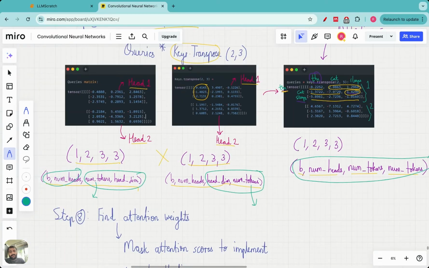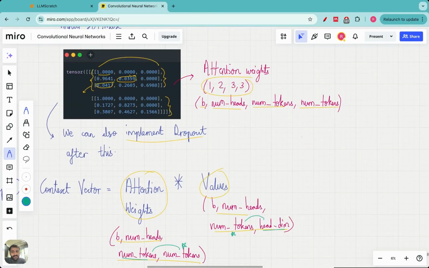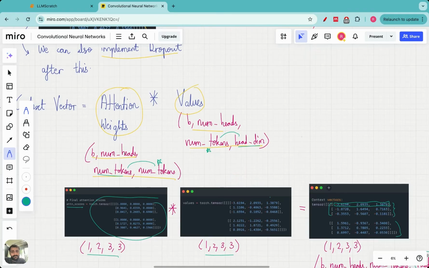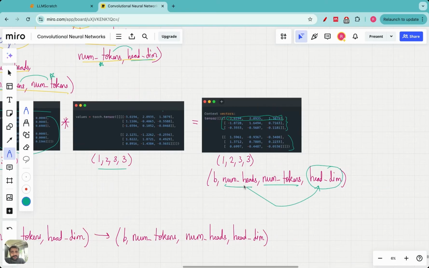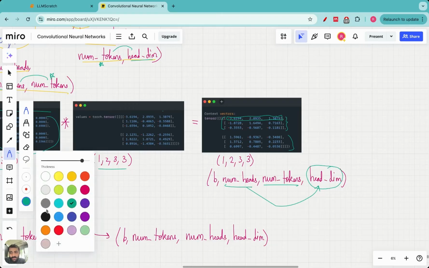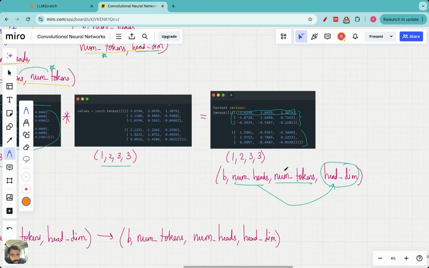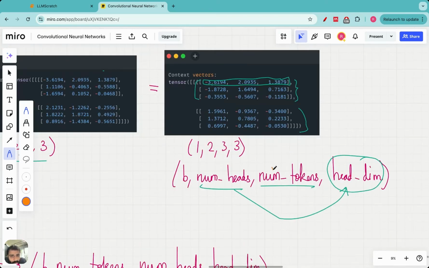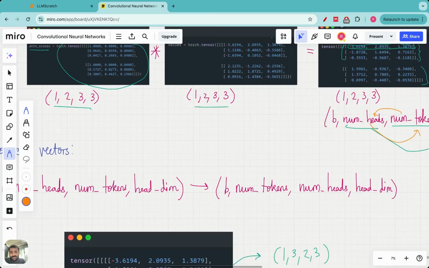Whereas let's see what we have obtained until now. The context vector matrix which we have obtained has number of heads and head dimensions in separate positions. So first we'll bring them closer together so that we can then merge them to get the d out. So we are going to swap this number of tokens index with the number of heads index, so that the shape of the context vector matrix is changed.